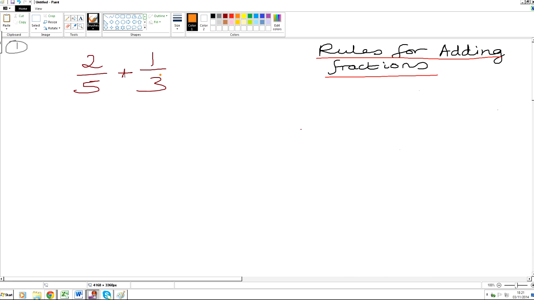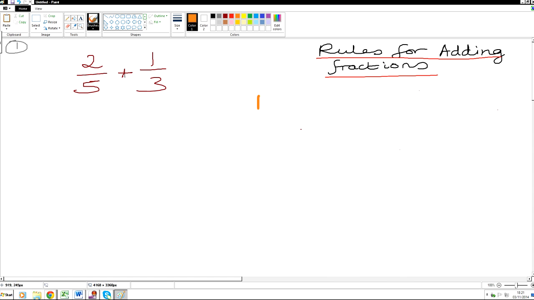Okay, question number 1. We have 2/5 add 1/3. So when the bottom numbers are not the same, we need to make them the same. We need to make them the same. That's called making the fractions equivalent.